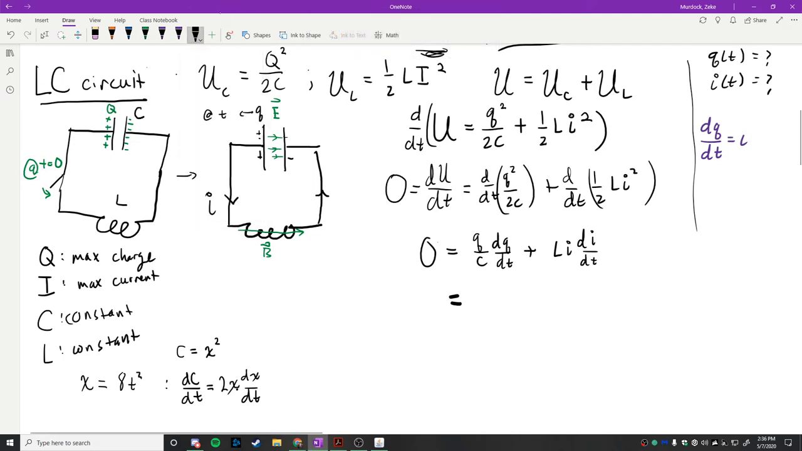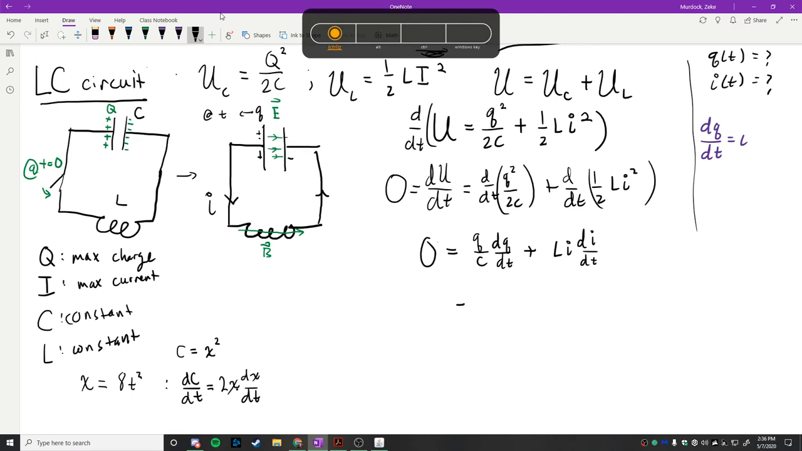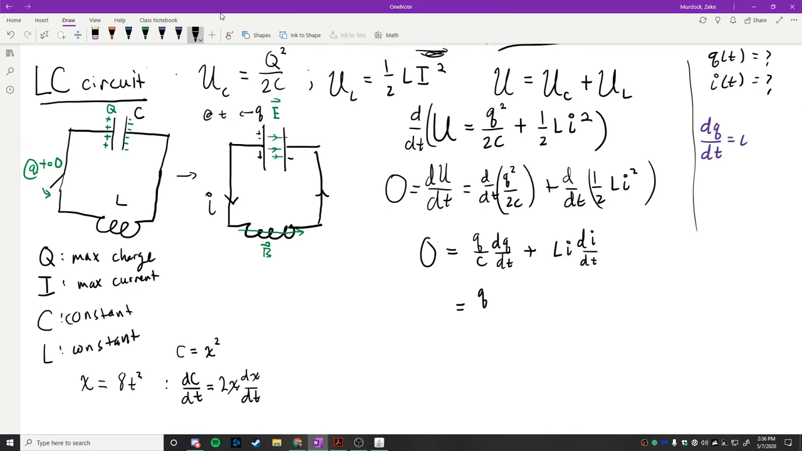Ooh, that's too thick. I guess it was this one I was using. All right. So we get q over C plus L dI/dt. I is the same thing as dq/dt, and then dI/dt would be the second derivative, d²q/dt².